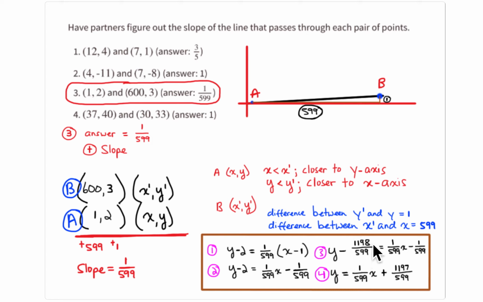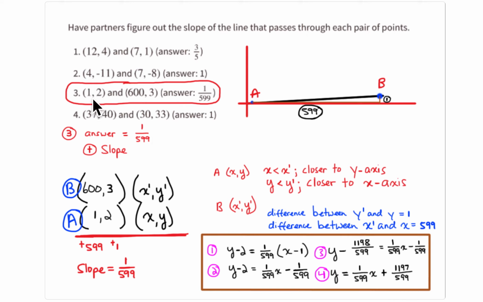So I have to add 1,198 over 599. I have to add that back. And at the same time, I have to subtract 1 over 599. So I have to take 1 and subtract it from 1,198. That equals 1,197 over 599. Well, that looks tough. You could test it by plugging in a value for x.